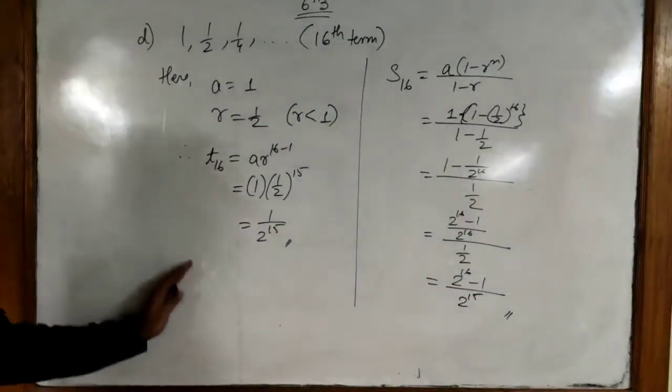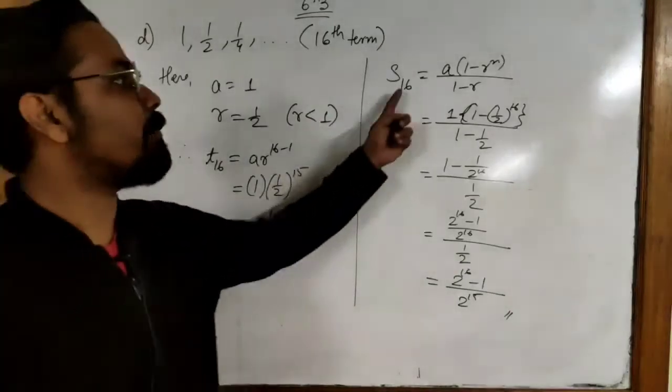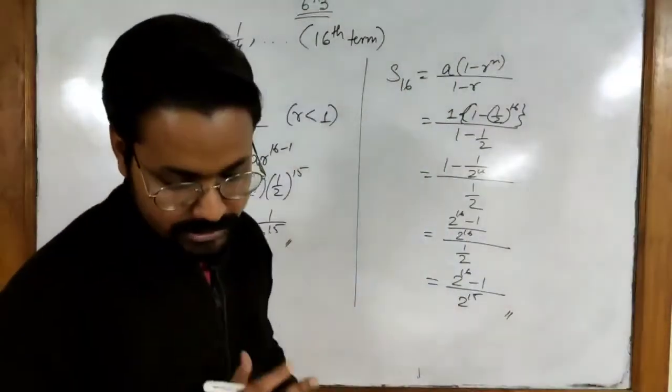So that's how we find the 16th term, the nth term, and the sum up to n terms. That's how we do it. So that is about question number 1.